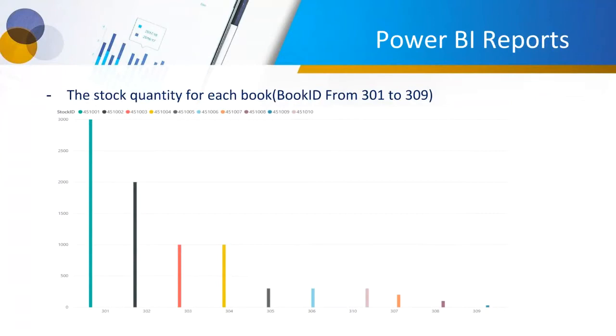Oh, yeah. Right. So the histogram shows the stock quantity of each type of book. So we could find that maybe the 301 has a full stock quantity, but maybe 309 is a little short, so the bookstore could depend on this histogram and make sure that each book has enough stock quantity for sale.